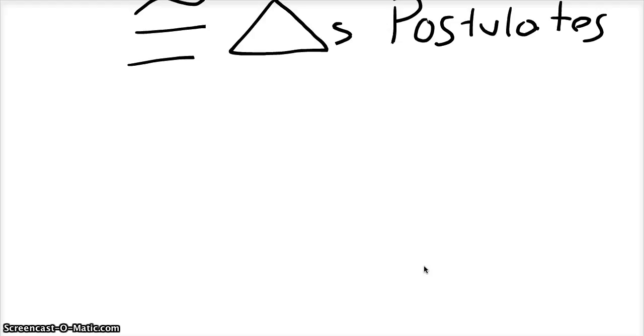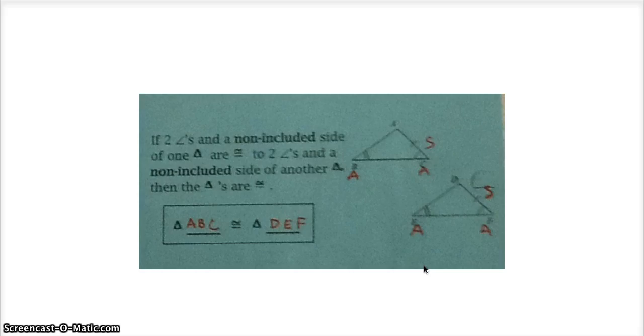We have angle, angle, side. It states if two angles and a non-included side of one triangle are congruent to two angles and a non-included side of another triangle, then the triangles are congruent. Remember I told you that the congruency statement is important. It names it. So this was angle, angle, side.